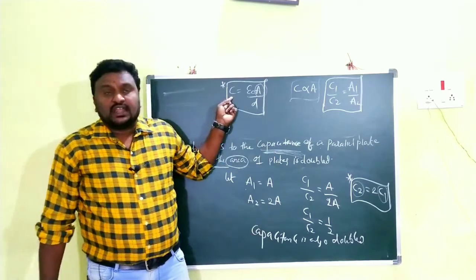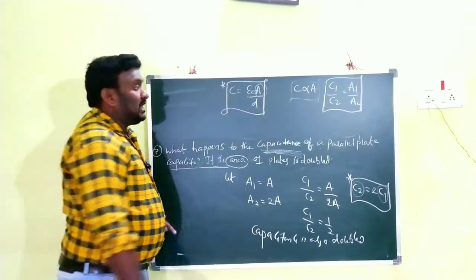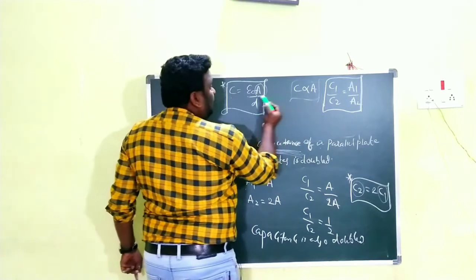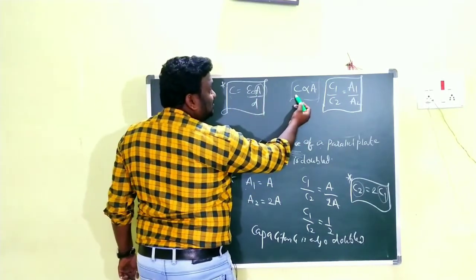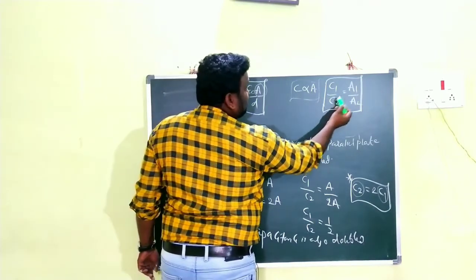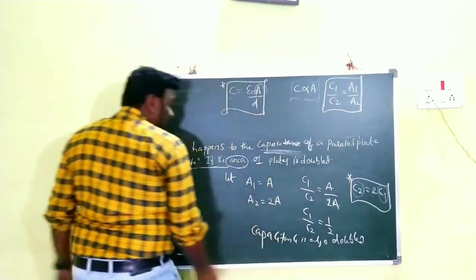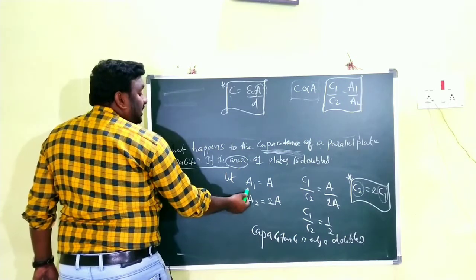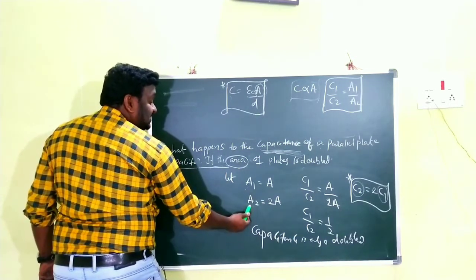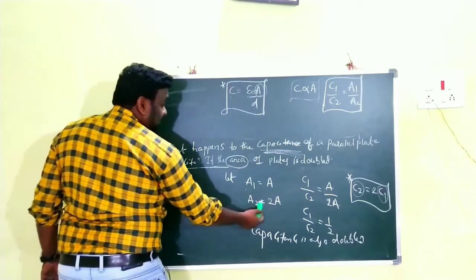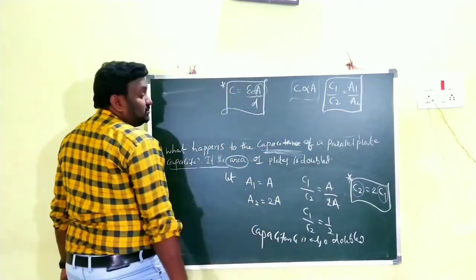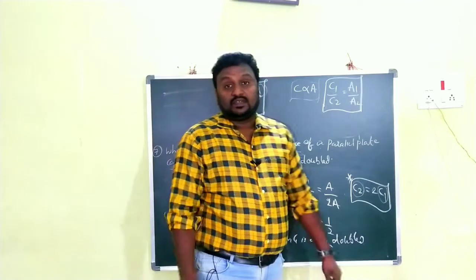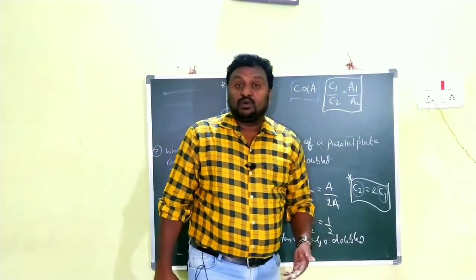C is equal to epsilon A by d is the working principle of a parallel plate capacitor. Here we are comparing C and A only. That's why our relation is C is proportional to A and C1 by C2 is equal to A1 by A2. Then the initial area is A and after doubling, A2 is equal to 2A. We substitute, and finally we get C2 is equal to 2C1. Clear? So next we have one more question.